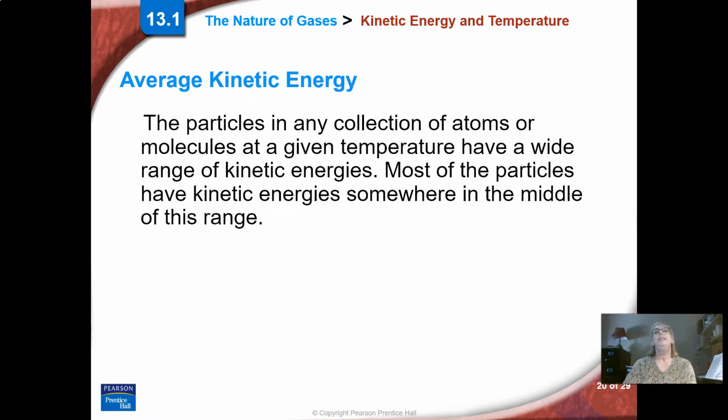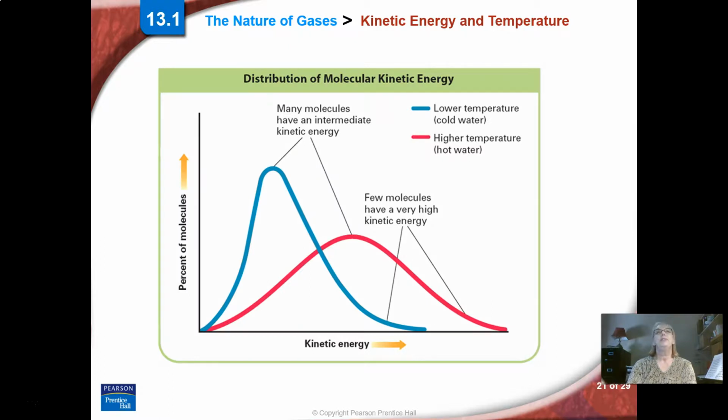So every particle that we see in a gas may not be the same velocity as other particles in the gas. And so we generally talk about the average kinetic energy of a gas. So most of the particles are somewhere in the middle of this range. If I look at percent molecules this way and kinetic energy this way, at a lower temperature, which is lower kinetic energy, we're going to have a sharper distribution. If we're at a higher kinetic energy, we're going to see more of a wide distribution.